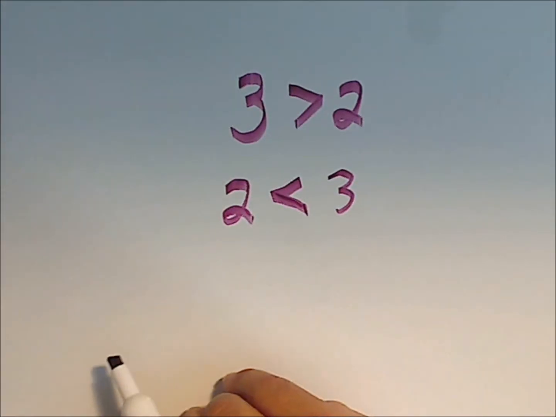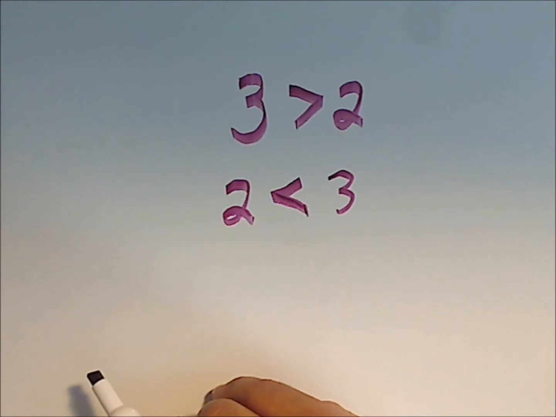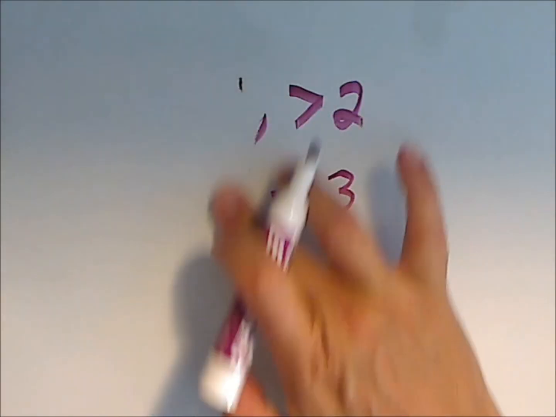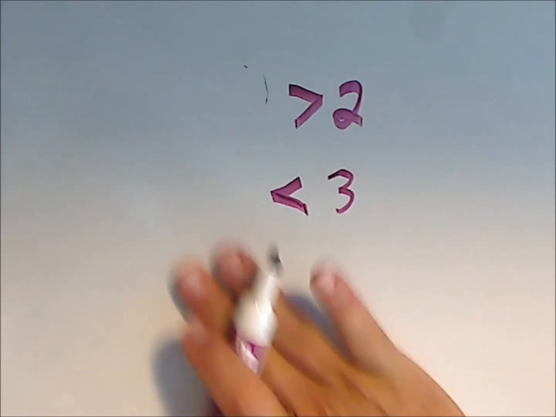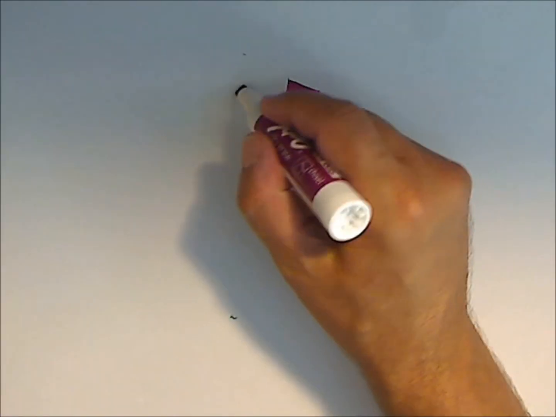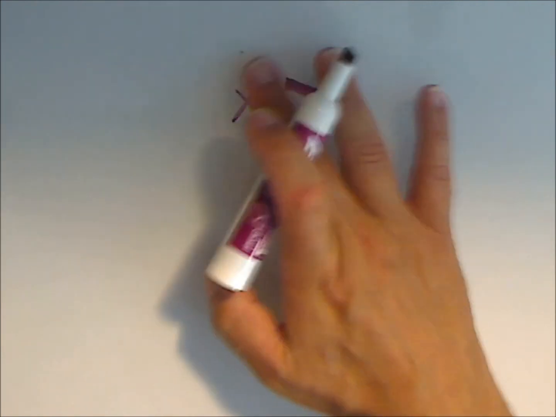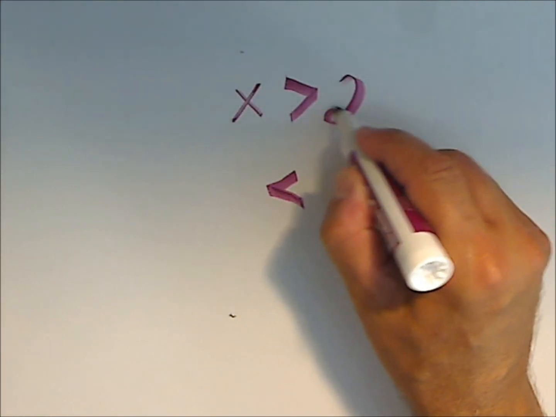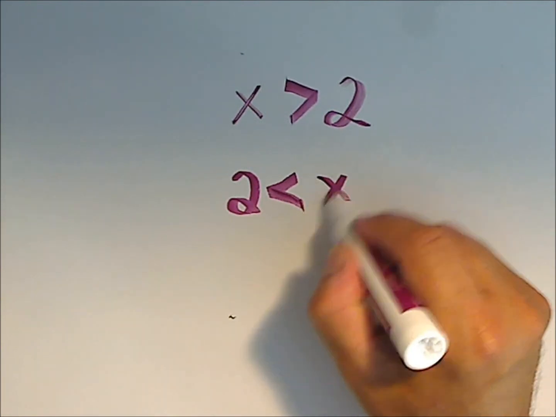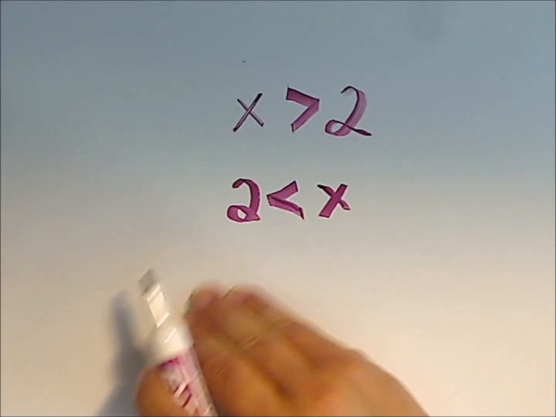So the symmetrical property of inequality allows us to write it in reverse, and it also allows us to read it in reverse. This will become much more handy when we say something like x is greater than 2. We can also say 2 is therefore less than x. The symmetrical property of inequality.